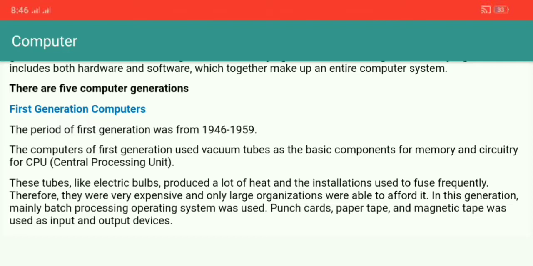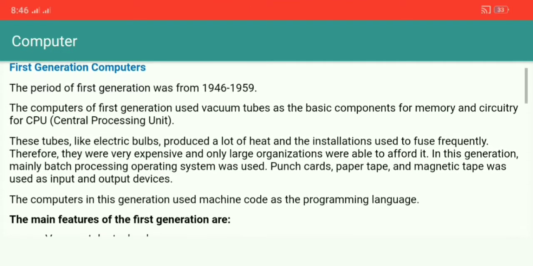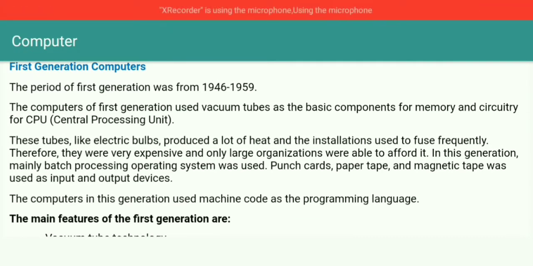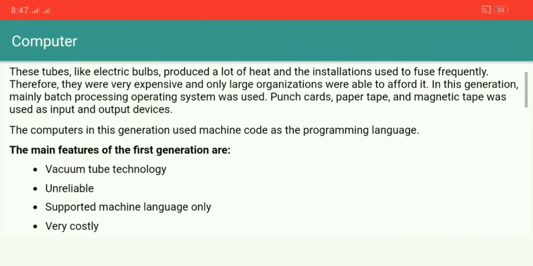In this generation, mainly batch processing operating system was used. Punch cards, paper tape, and magnetic tape were used as input and output devices. The computers in this generation used machine code as the programming language. So ito yung mga main features ng first generation.